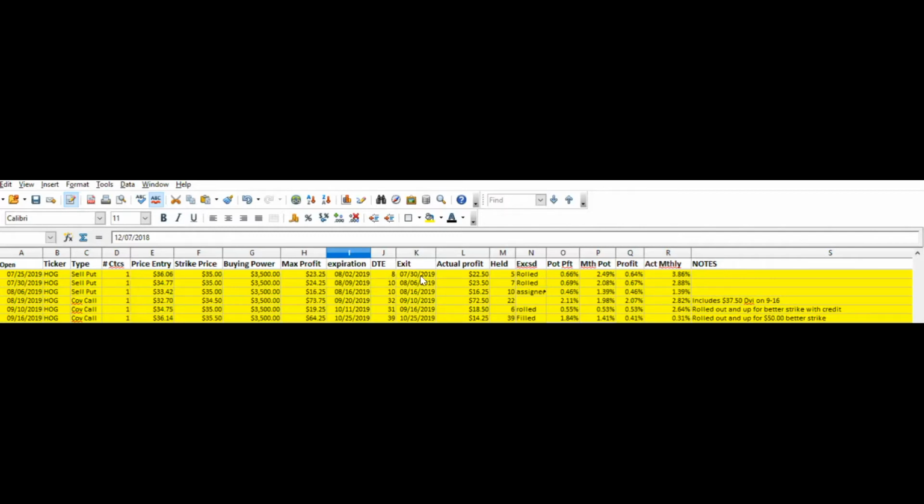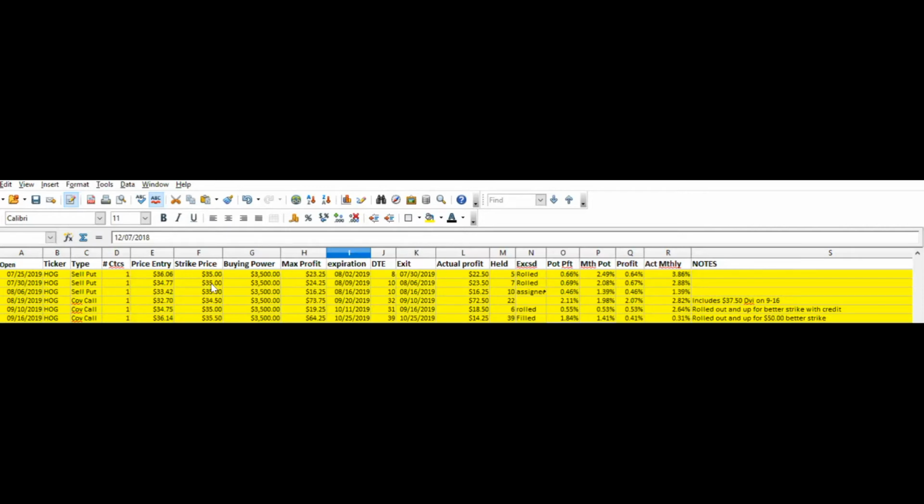I rolled that on July 30th, so I kept 22.50. This was back when commission was 75 cents. So I'd held it for 5 days, and I made a 3.86% return on that one. So now I'm at 7/30. I'm back in the same thing, same strike.